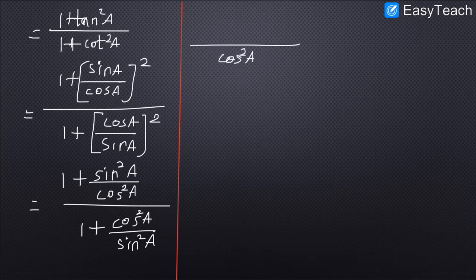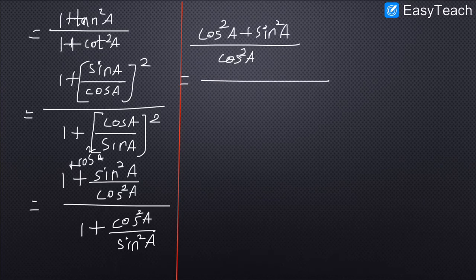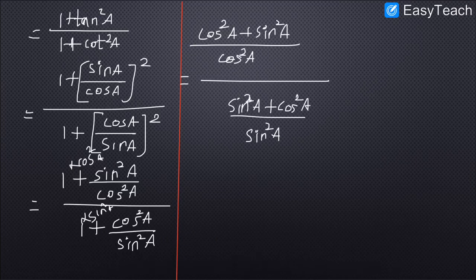So next step, take the LCM as usual, right? So cos square A, here also cos square A plus sin square A. I multiply by cos square A. On the bottom, again sin square A is the LCM, so here I multiply by sin square A. So sin square A plus cos square A. So look at here. I hope you know what I am going to do next. Yes, I am going to apply the trigonometric identity. Cos square A plus sin square A is 1.